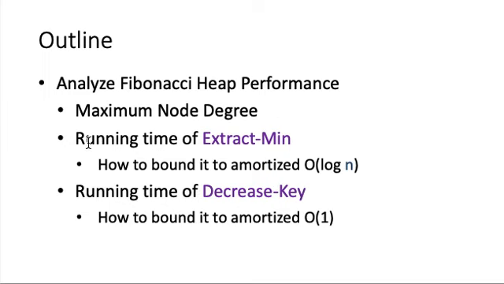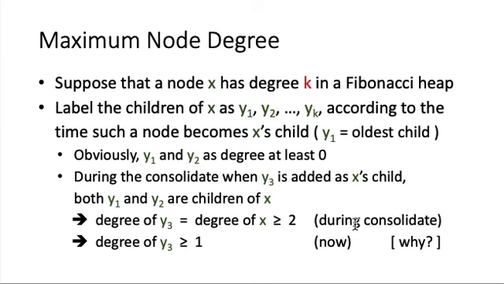After that, we will analyze the amortized cost of extract min. We will show that it is only of order of log n. And after that, we will analyze the running time of decrease key and show that it has amortized constant time. Okay, so let's begin with the maximum node degree.